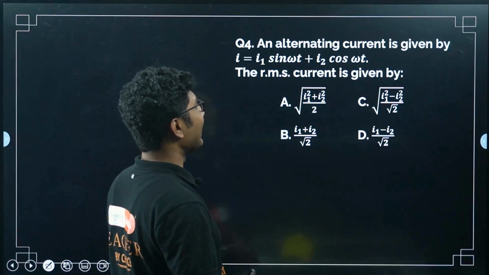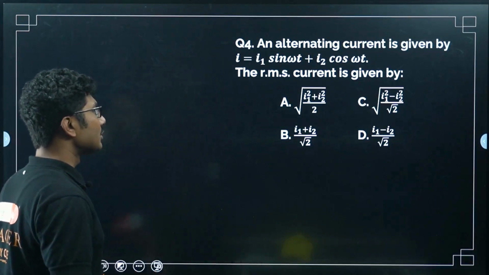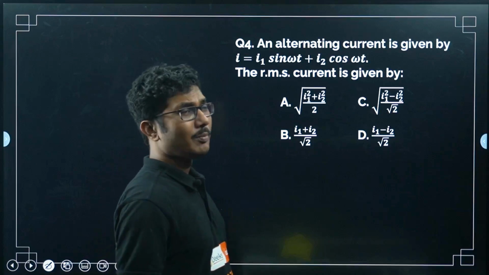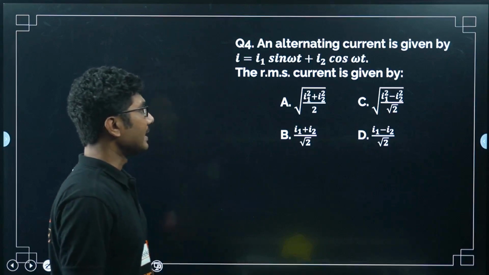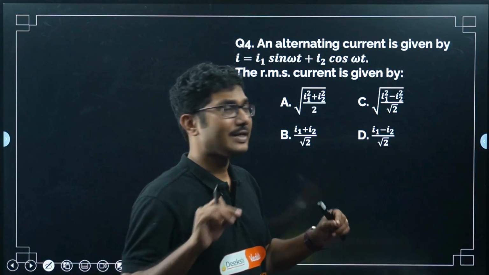And alternating current is given by I equals to I1 sin omega t plus I2 cos omega t. The RMS current is given by. This is a very interesting question.